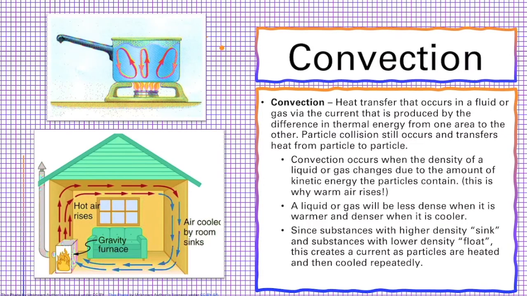Okay, so the next one we're going to talk about is convection. Convection is heat transfer that occurs in a fluid or gas via the current that is produced by the difference in thermal energy from one area to the other. Particle collisions are still a big part of how this energy transfer occurs, but the main thing here is that there's a current that's produced.